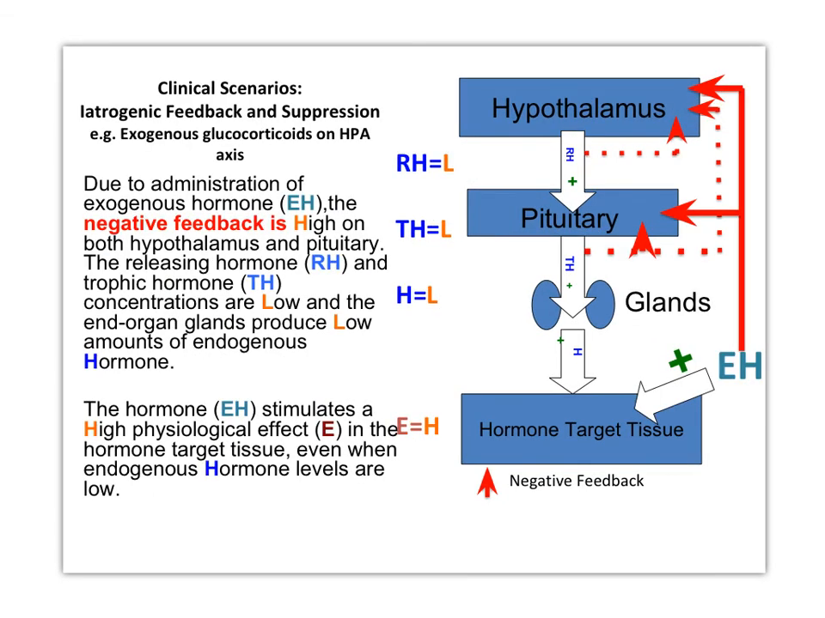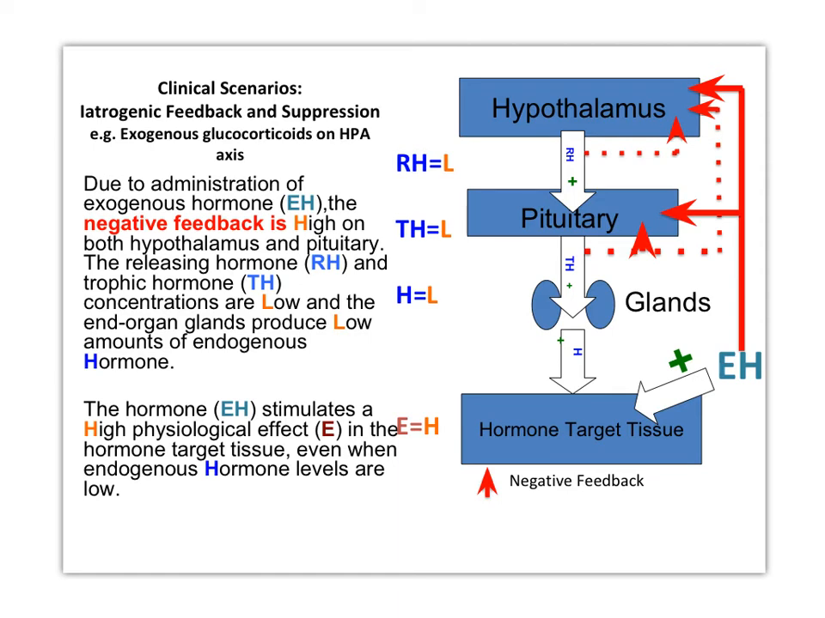Now I'd like to take a look at the situation of what we call iatrogenic feedback as a result of giving an exogenous hormone that impacts this particular hypothalamic-pituitary gonadal or thyroid or adrenal axis. And I listed one clear example that happens all the time in clinical practice, and that is the administration of glucocorticoids and their suppression on the hypothalamic-pituitary-adrenal axis.